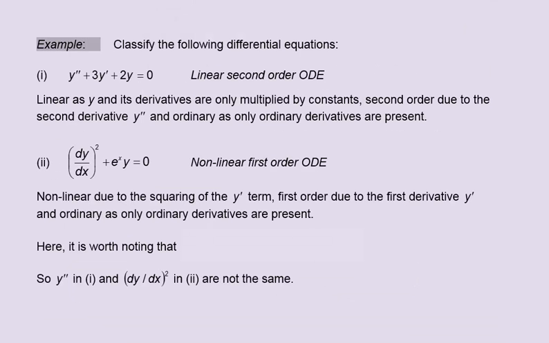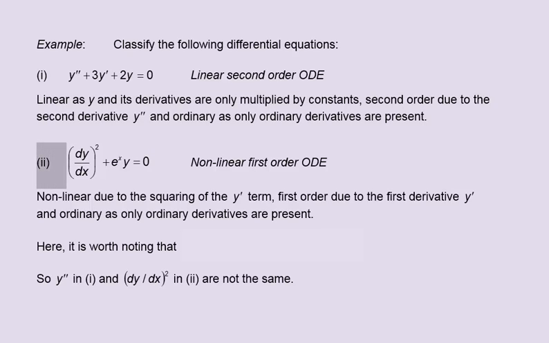Example: classify the following differential equations. 1. y double prime plus 3y prime plus 2y equals 0. This is a linear second order ODE. Linear, as y and its derivatives are only multiplied by constants. Second order due to the second derivative y double prime. And ordinary, as only ordinary derivatives are present.